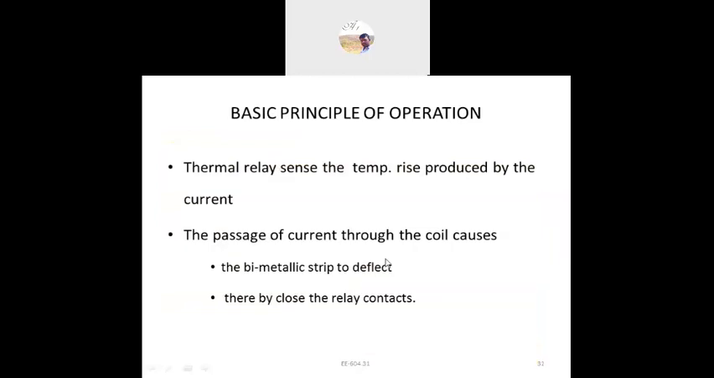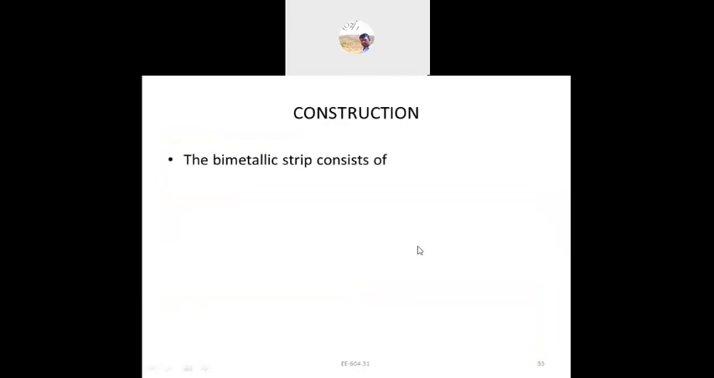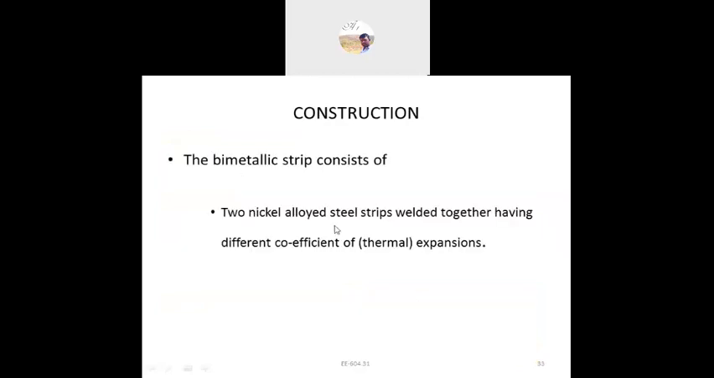So we are discussing the principle of operation of the thermal relay and how it is constructed. The bimetallic strip consists of two nickel alloyed steel strips welded together, having different coefficients of expansion. That is the bimetal strip.